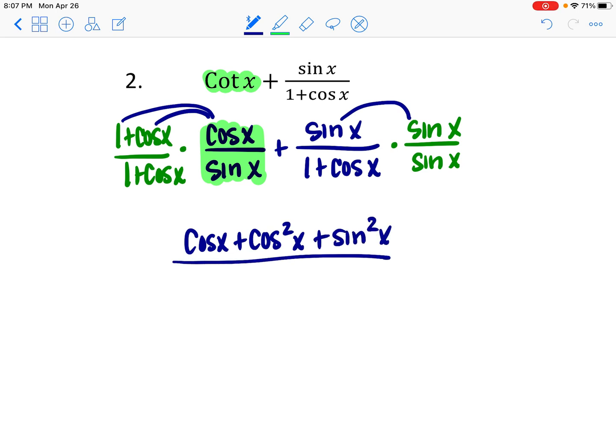All that is going to be over my common denominator, which I'm going to leave. I'm not going to distribute. I'm going to leave it as 1 plus cosine x multiplied by sine of x, and hopefully you'll see why in just a second. Okay, so I made one substitution, and then I did some algebra. I got common denominators so that I could add those two fractions. Okay, now that I've added them and made one fraction, I'm going to make another substitution.